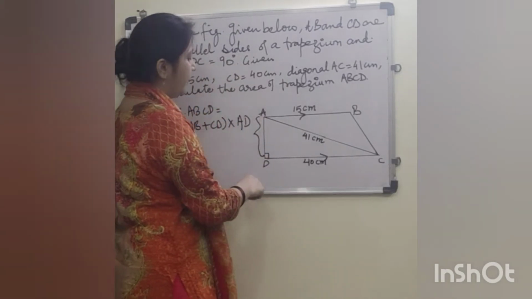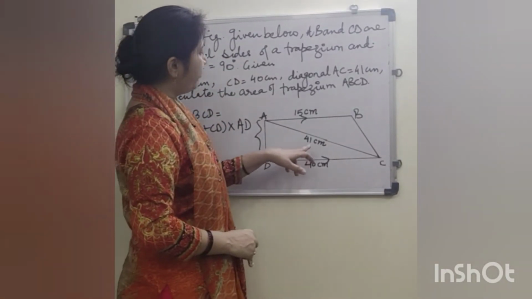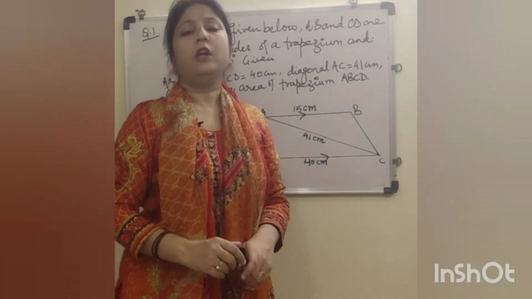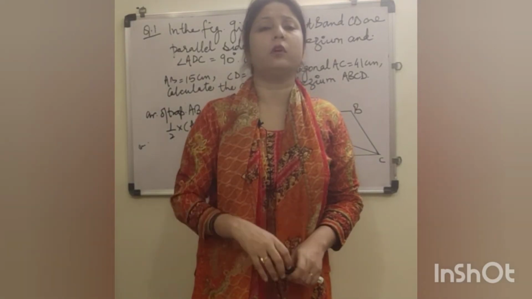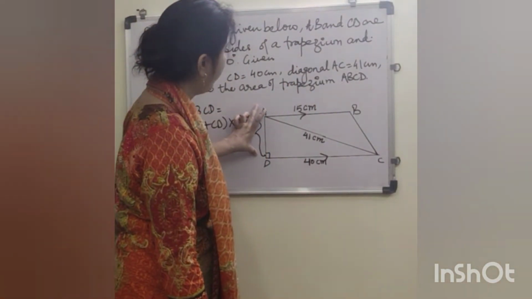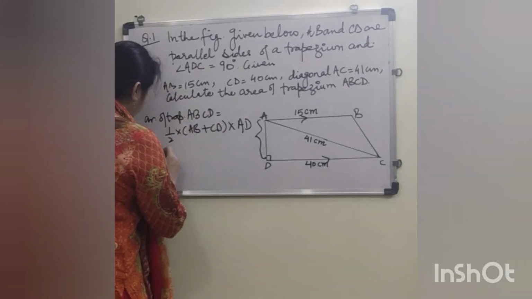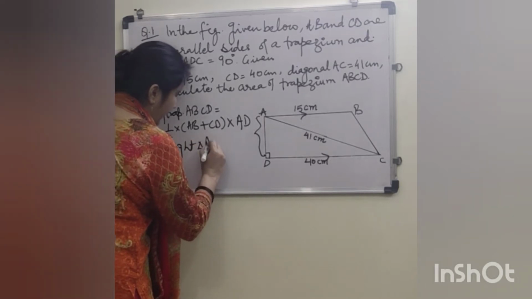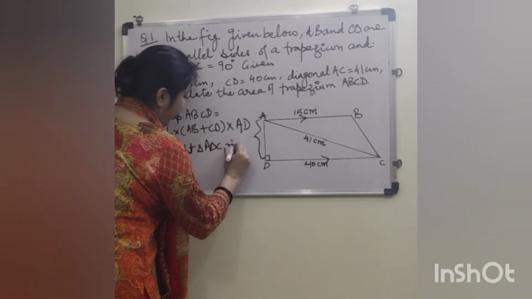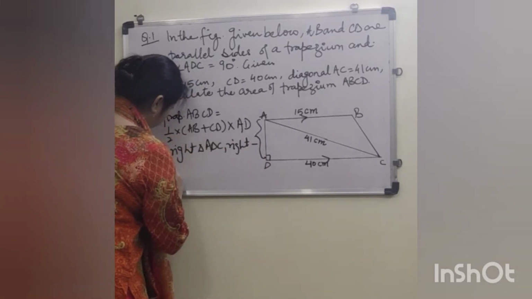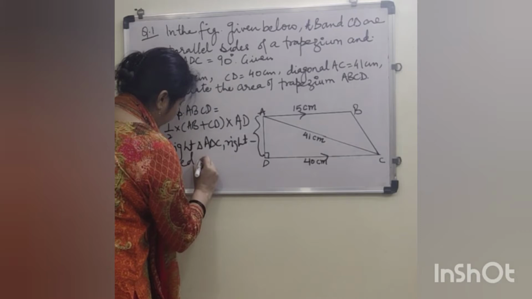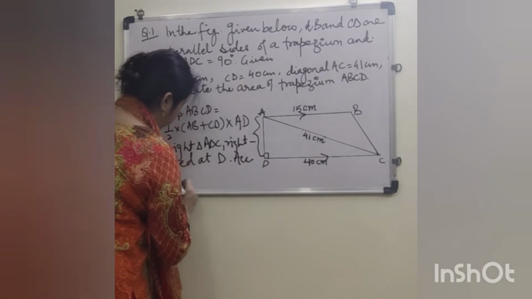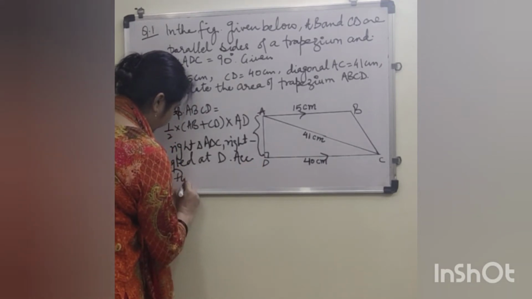ADC is a right angle triangle, right angled at D, whose hypotenuse and base are given. So which theorem can you apply there? You can easily apply the Pythagoras theorem to calculate the length of AD. So we begin with, in right triangle ADC right angled at D, according to Pythagoras theorem.